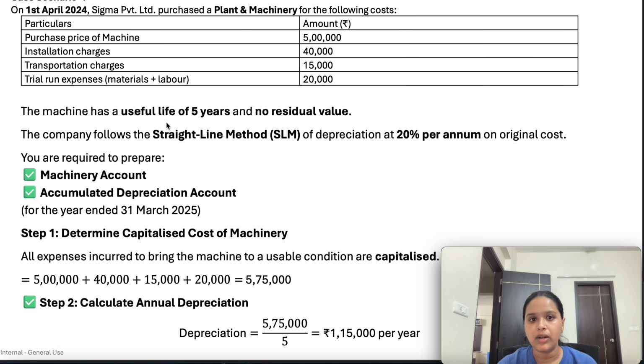They also told us that useful life is 5 years and no residual value. So 5,75,000 divided by 5, it will be a depreciation of 1,15,000 per year.